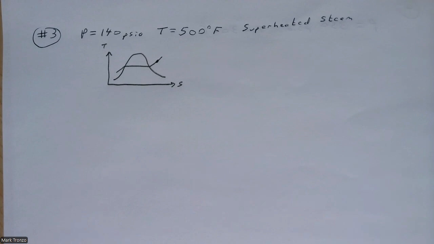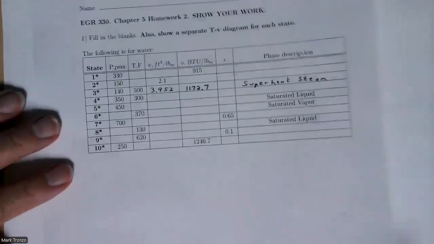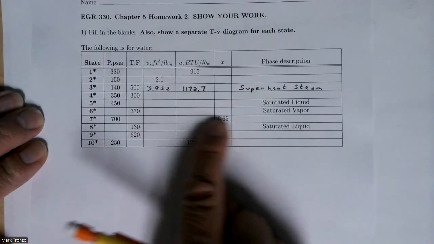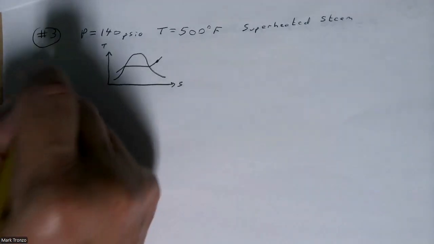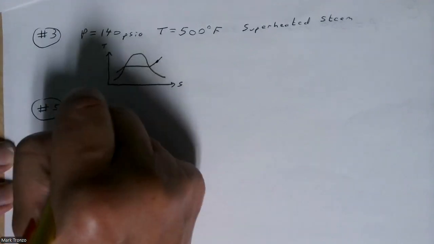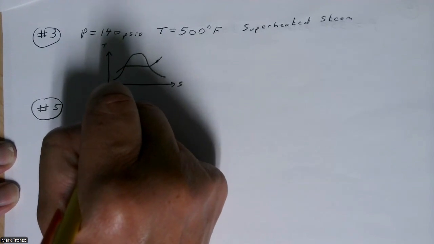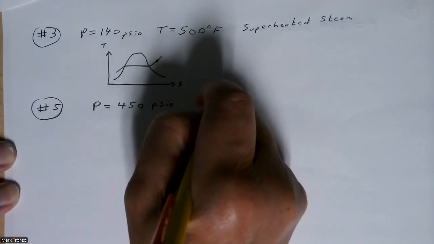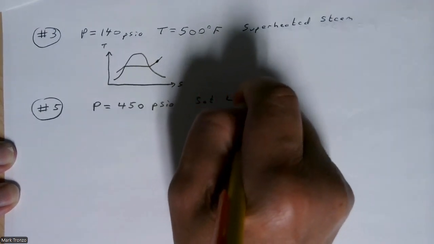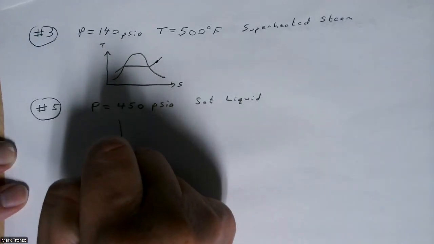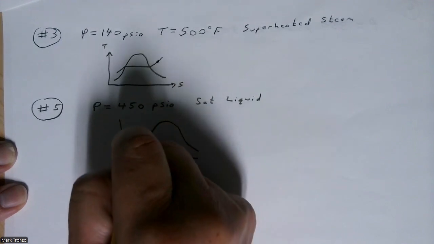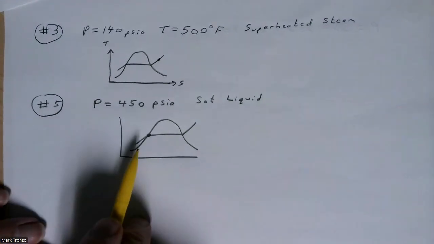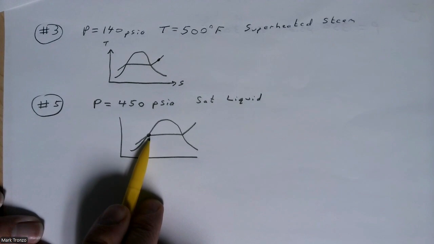So now let's take a look at another one here. Let's look at maybe number 5. We're told we're at 450 psia and it's a saturated liquid. So the pressure is 450 psi, saturated liquid. Now, for saturated liquid, remember what that means? It means on our TS diagram, we're going to be right on that left edge, just when we're changing from liquid to a mixture. So it's going to be that point right there.